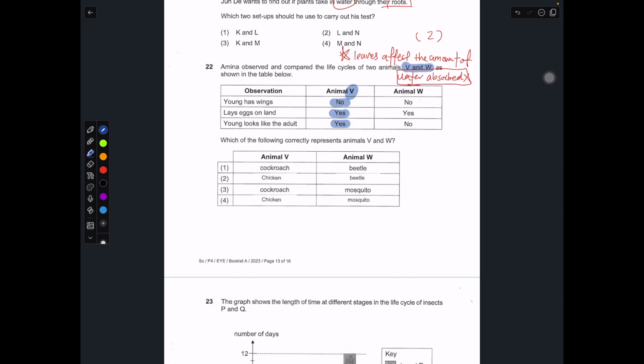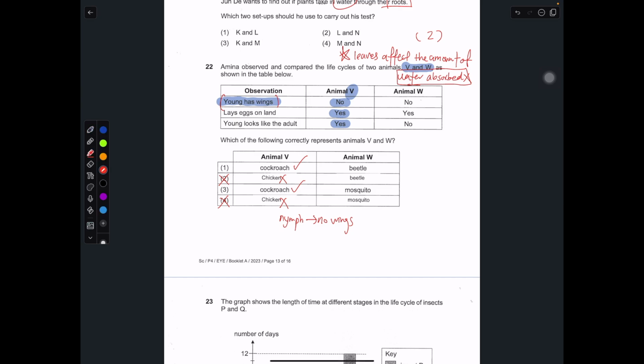The young has no wings. That means for the cockroach, the young is a nymph. The nymph has no wings, and that's exactly true. So the answer is cockroach for this part. Chicken is out. Although it fulfills two of them, this one doesn't match. That's why it cannot be chicken. It must be cockroach. So now we take a look at W.